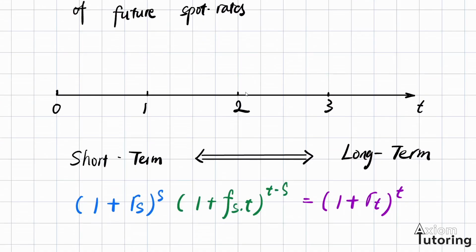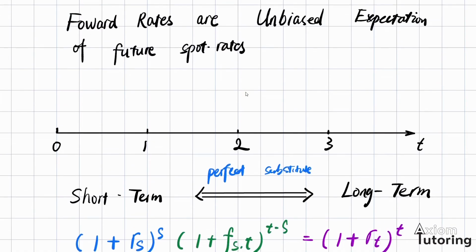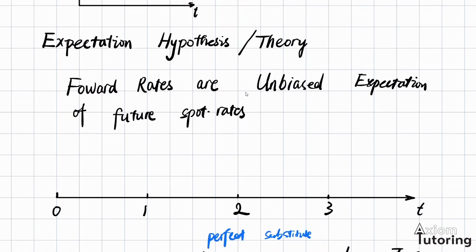So what does it tell us, or intuitively, how do we interpret this result? This means investing in the short term is equivalent to investing in the long term, or sometimes we can say that short-term borrowing or investing is the perfect substitute of long-term borrowing. So as long as this equation holds, then they should be the same. We always have the same results. So this is basically the expectation hypothesis or expectation theory.